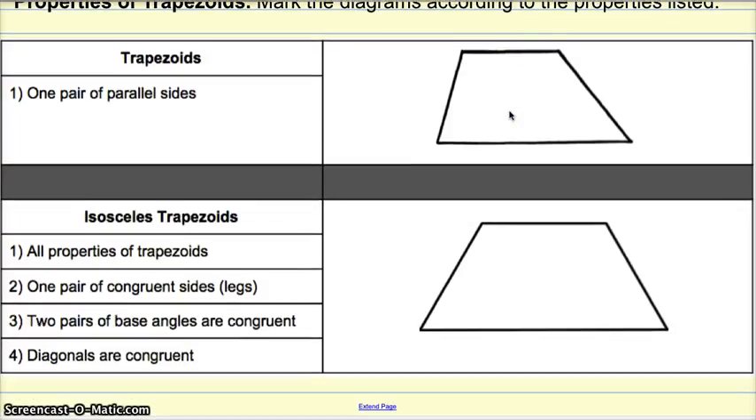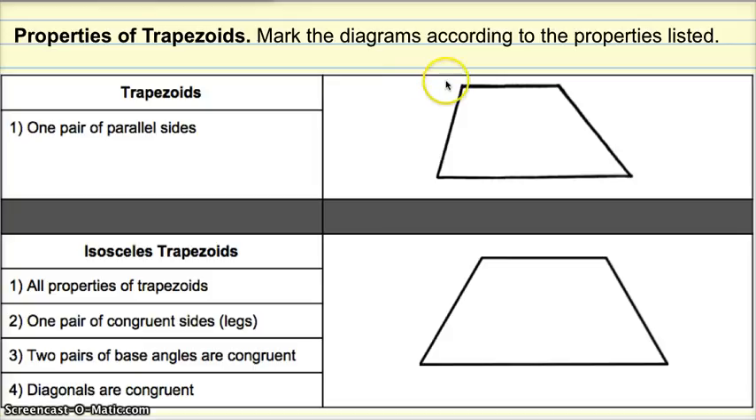Looking at the diagrams below, it says mark the diagrams according to the properties listed. One pair of parallel sides. These would be the pair of parallel sides making a trapezoid. And then let's just look here real quick.